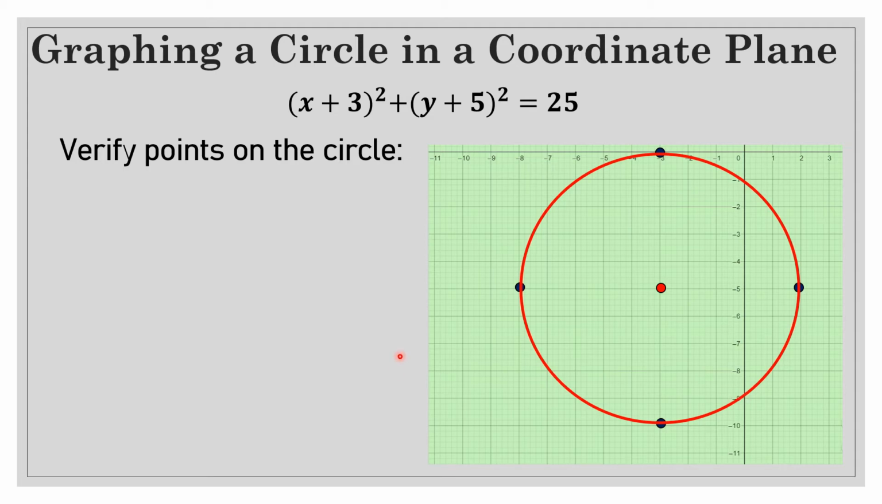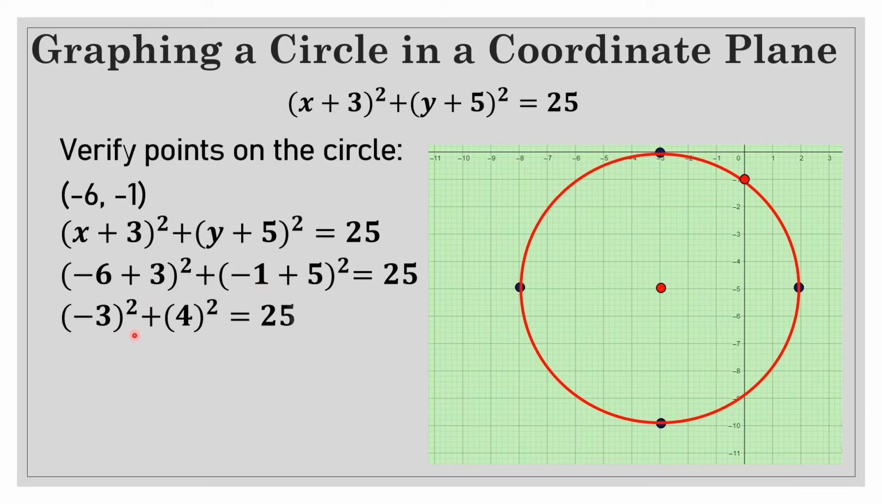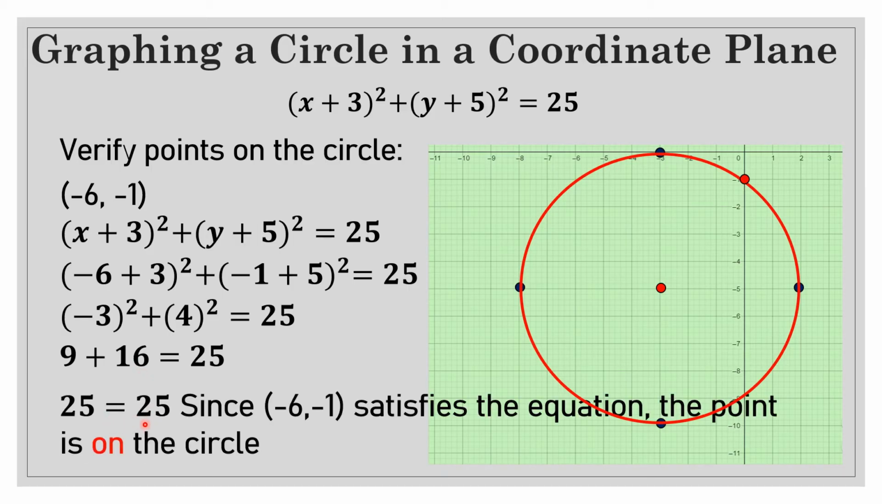Next naman is we need to verify another point, yung point (-6, -1). So, same process. From this equation, substitute lang ulit natin yung -6 sa x, yung -1 sa y. So, we have x is -6, y is -1. So, -6 plus 3 is equal to -3. Tapos, -1 plus 5 is equal to 4. Then, copy yung 25. Simplify (-3)², that is 9. 4² is 16. And 9 plus 16 is equal to 25. Again, equal sila. So, it means yung (-6, -1) is on the circle.